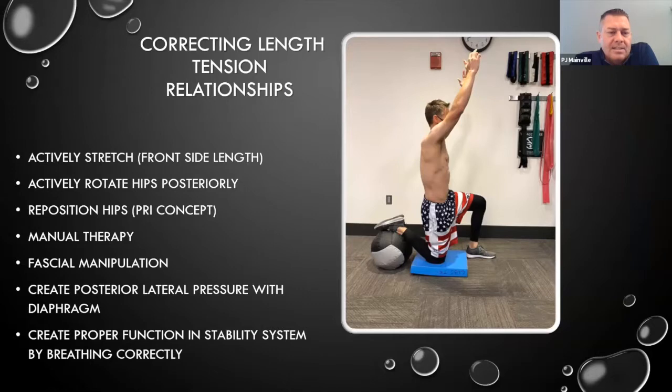Looking to correct some of these length tension relationships, there are numerous ways and a comprehensive means of trying to do that. Actively stretching the front side, especially the upper 1/3 of the quadricep. Actively rotate hips posteriorly. Looking at repositioning of hips. Manual therapy, obviously, to address some of the fascial restrictions. One means of doing that would be fascial manipulation and then assisted tools. And then we'll get a little bit more into the posterior lateral pressure and the diaphragm coming up, as well as the stability system.